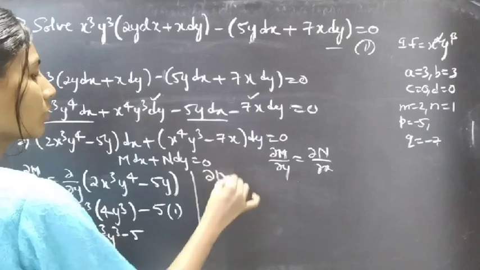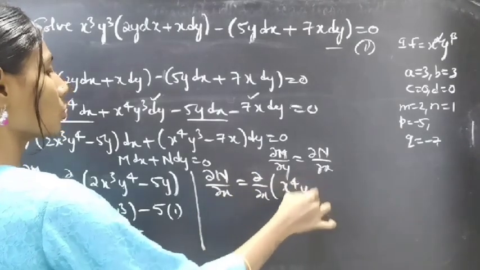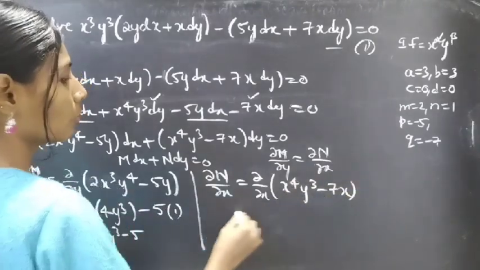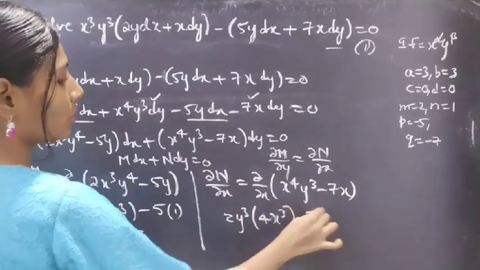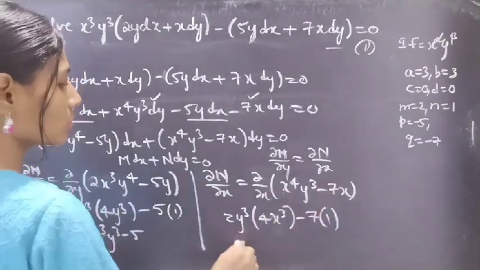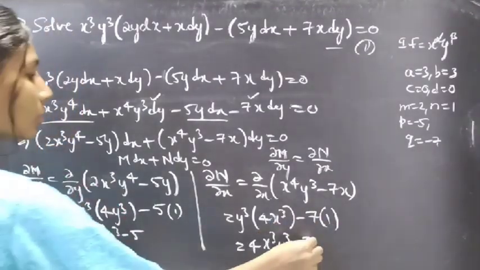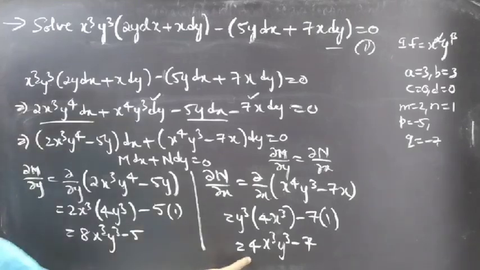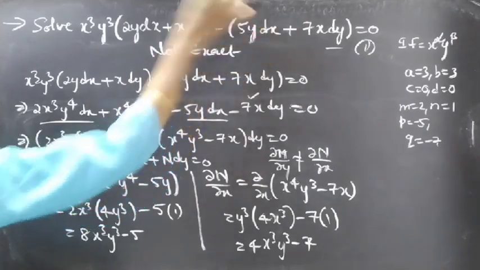Now let's find the partial derivative of N with respect to x. Since we are finding the partial derivative with respect to x, we'll treat y as constant here. We'll get y cube into partial derivative of x power 4 with respect to x is 4x cube, minus 7 into partial derivative of x with respect to x is 1, which gives us 4 x cube y cube minus 7. Right? By observing these two, we can say that the partial derivative of M with respect to y is not equal to the partial derivative of N with respect to x. Therefore, the given differential equation is not exact.